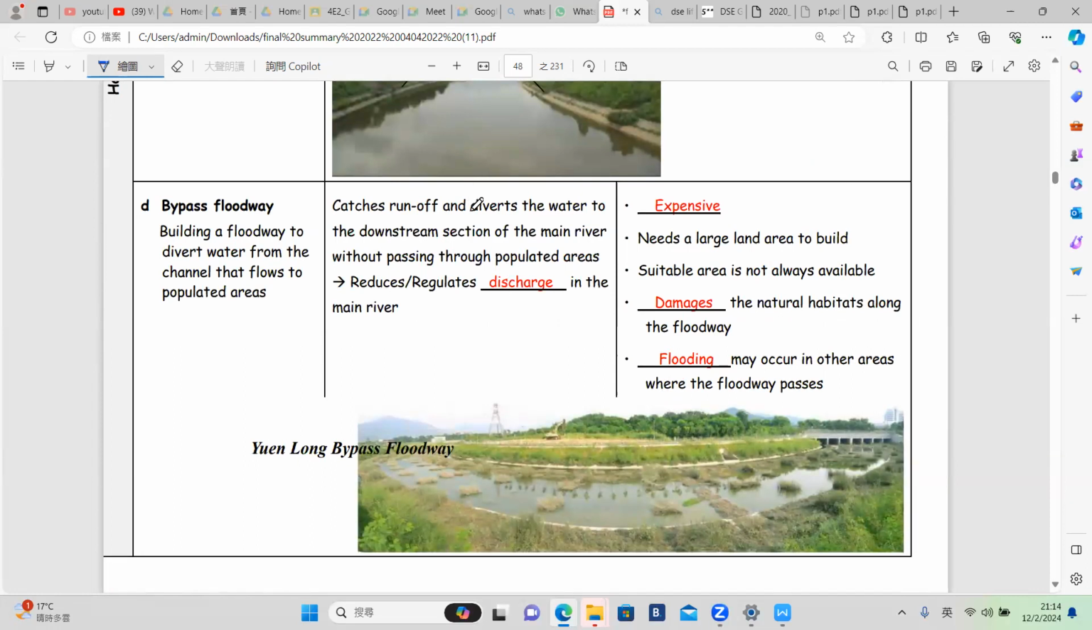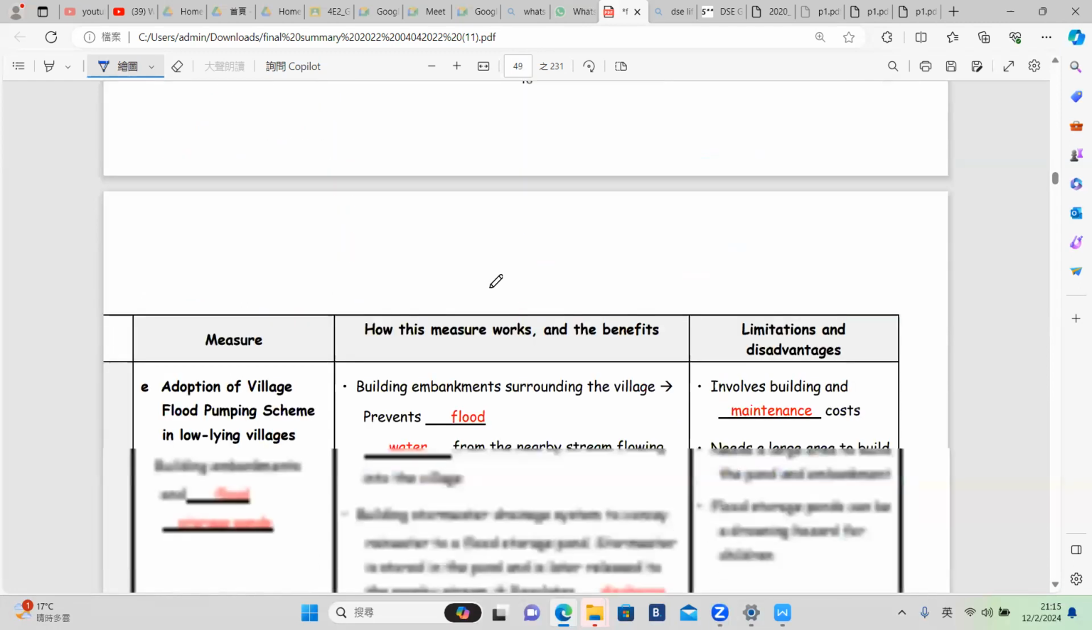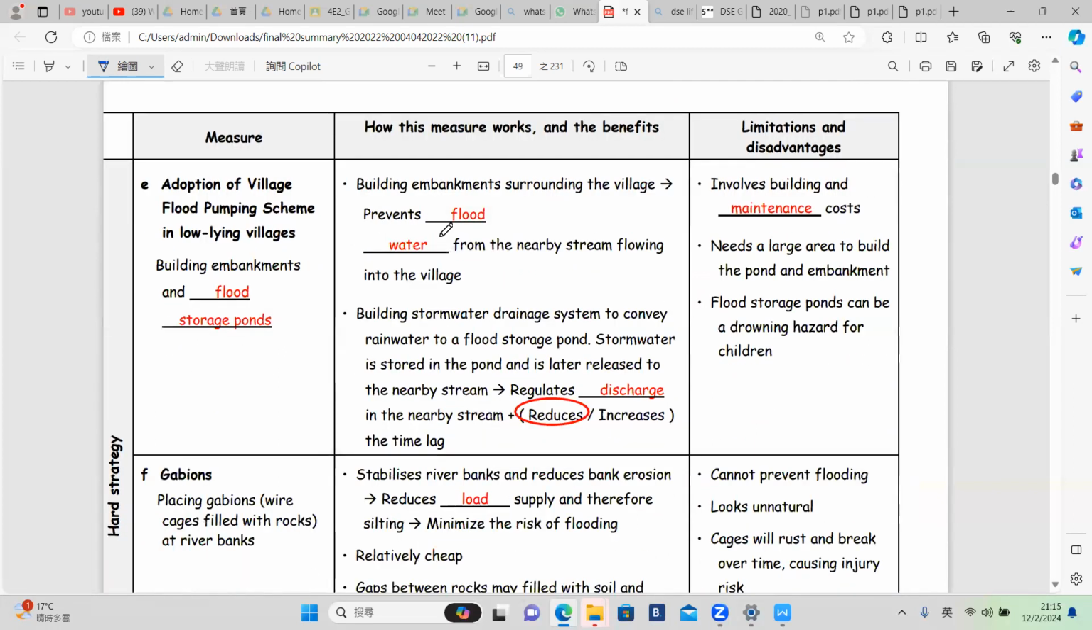Bypass flood route. You can divert the water downstream to the main river, regulate the discharge, but it's expensive. This needs a large area to build, and suitable area is not always available. Damage the natural habitat along the flood route, flooding may occur. Actually those are the points, okay?